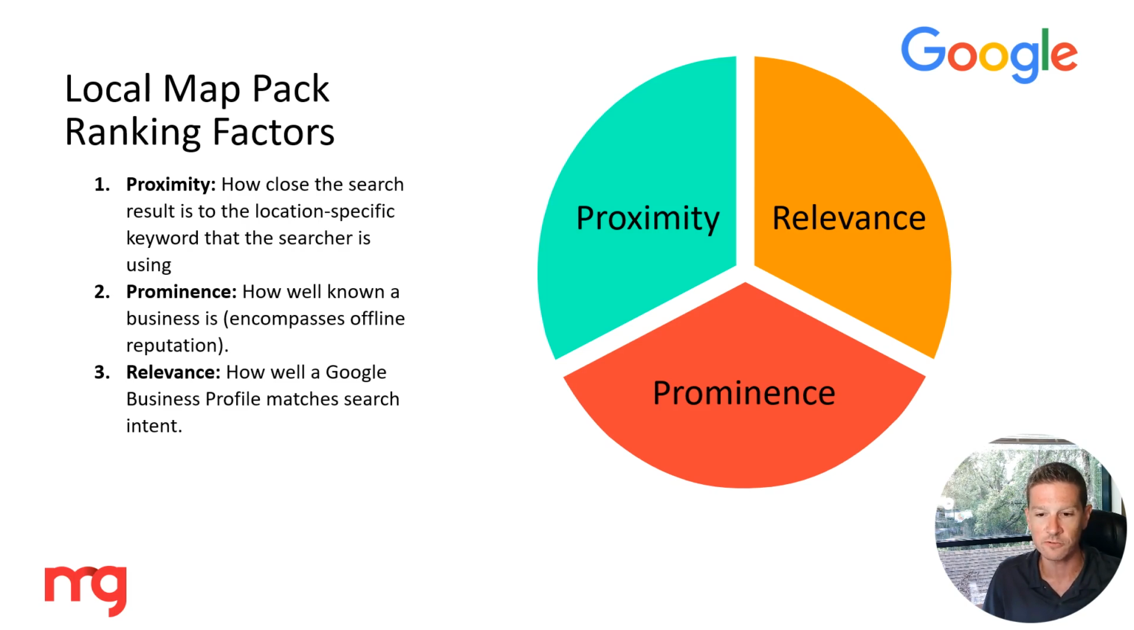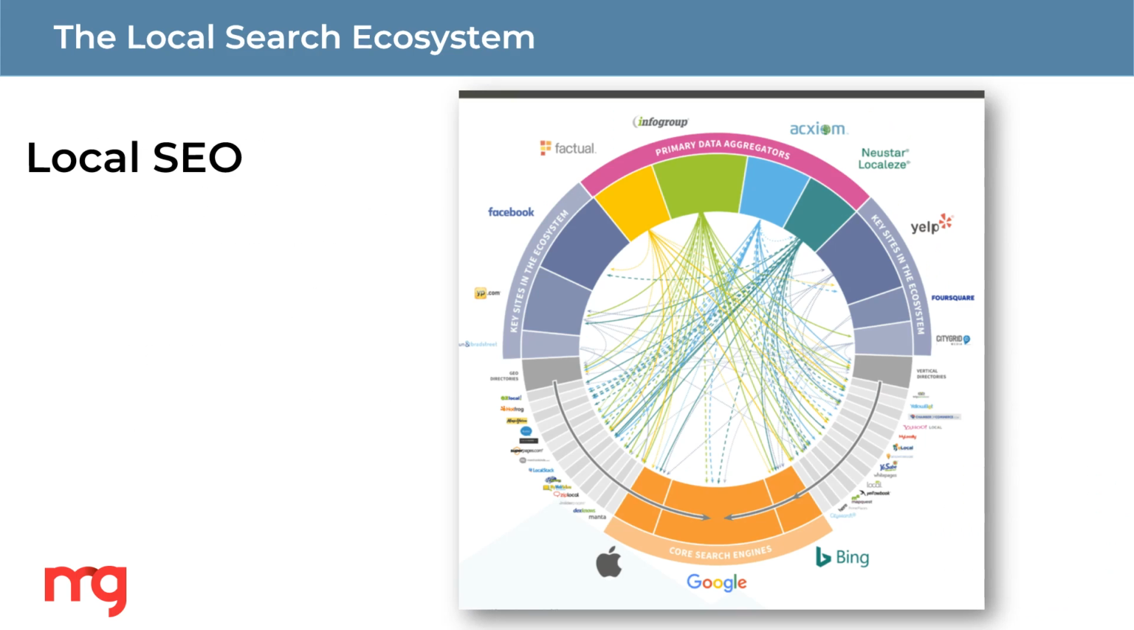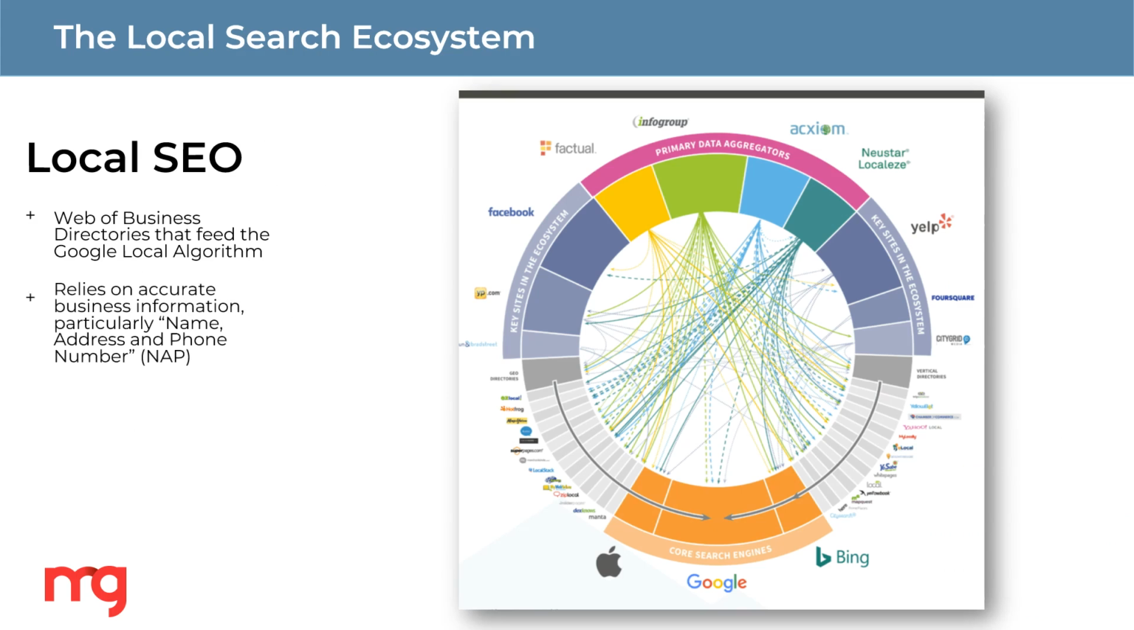But you have to optimize your business information across the web because Google looks at the consistency of your information everywhere on the internet to determine how trustworthy and relevant your brand actually is. Which leads us to the local search ecosystem. It's a web of business directories that feed the Google local algorithm. It relies on accurate business information, particularly name, address, and phone number. And it affects relevance and helps to determine the position in the Google Local Map Pack.